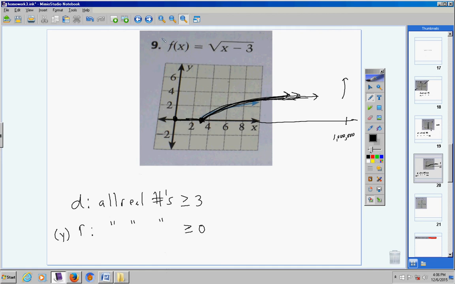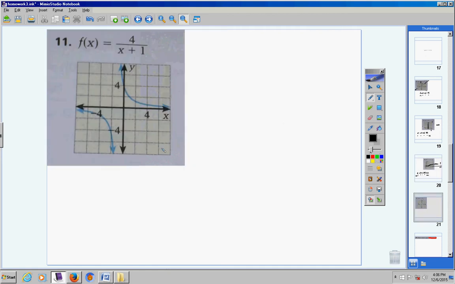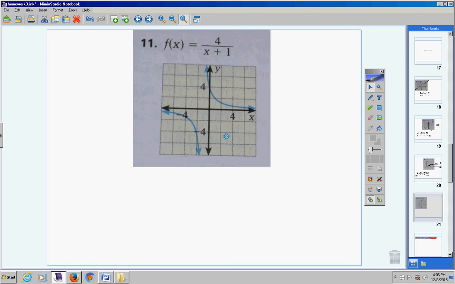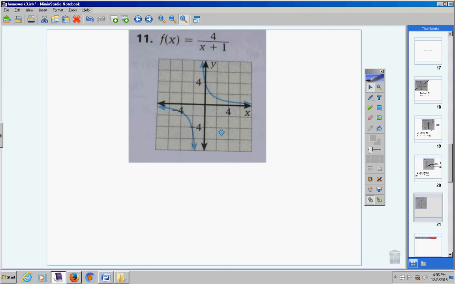Alright, moving on to number 11. Now this one's going to be a lot more interesting. So here we go. Now your domain, first of all, is the left and the right behavior of the graph. Well, obviously, it's going to continue going left forever and ever, but hold it. It comes down, and as you can see, it's getting closer and closer.